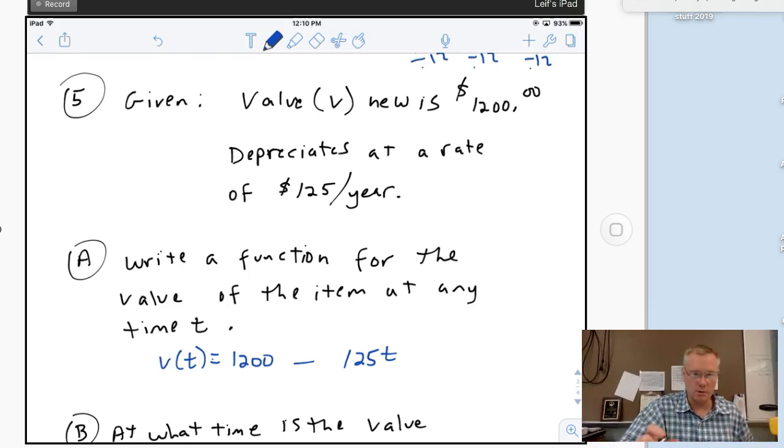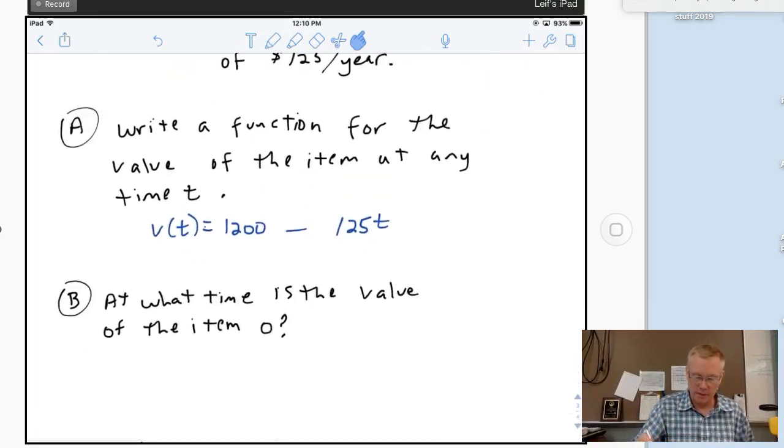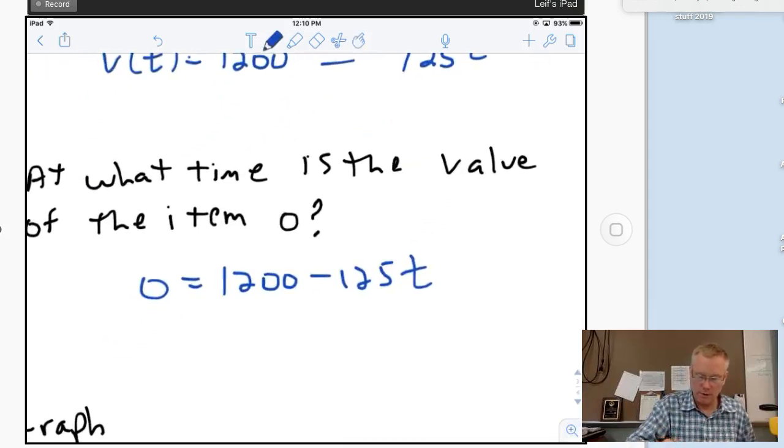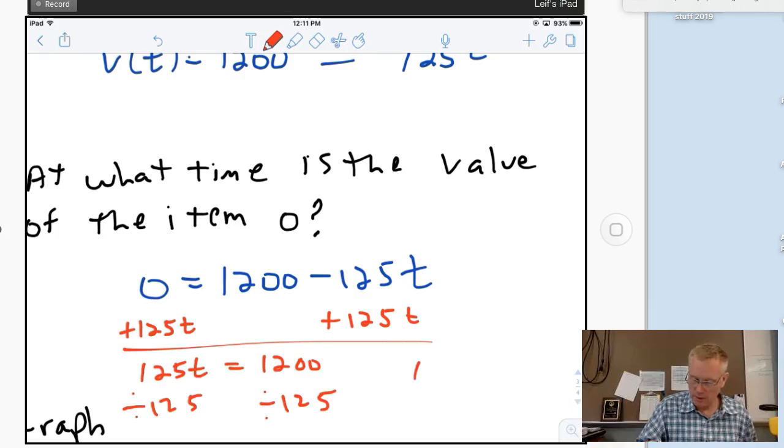So like I said, after 2 years it would go down 250, which would make it 950. All right, so what time is the value of the item 0? If I went 0 equals 1200 minus 125t and solve this equation, this will give me my answer. This is easy. I just add 125t to both sides. I get 1200 equals 125t. Divide by 125. And I'll get my answer of t equals 9.6 years.